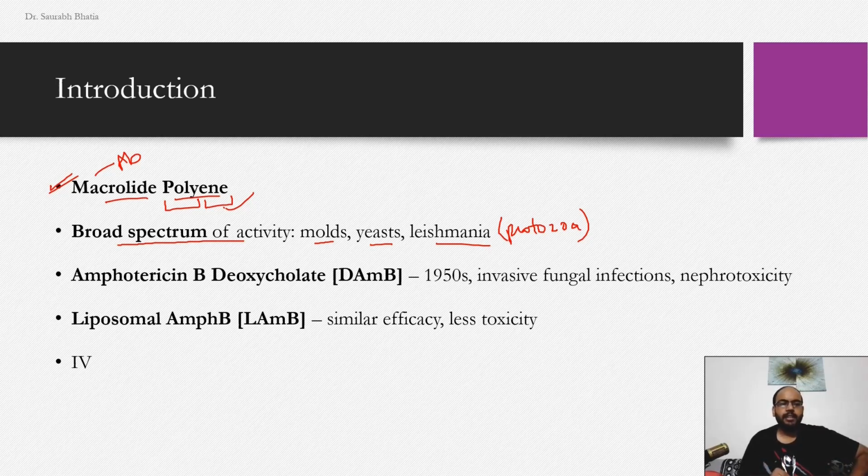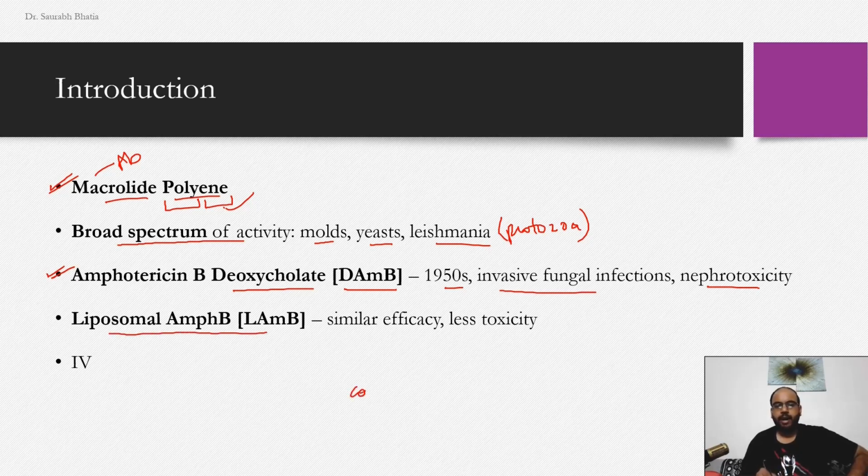Now, amphotericin B initially was formulated as a deoxycholate formulation. So more of a cholesterol salt or cholesterol based formulation of amphotericin B, and in short, it is known as DAMB. It was formulated in the 1950s for invasive fungal infections, but because of intense nephrotoxicity and other toxicity also, patients were not able to tolerate it well. There were issues with hypokalemia, hypomagnesemia. So because of this nephrotoxicity, liposomal amphotericin B was formulated.